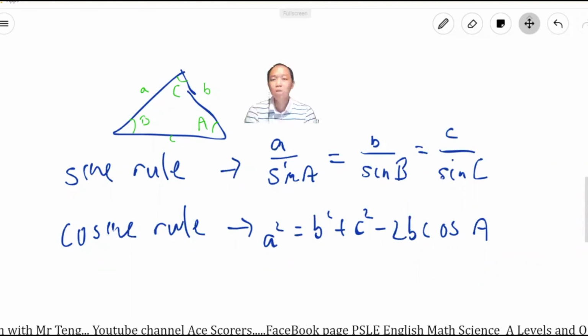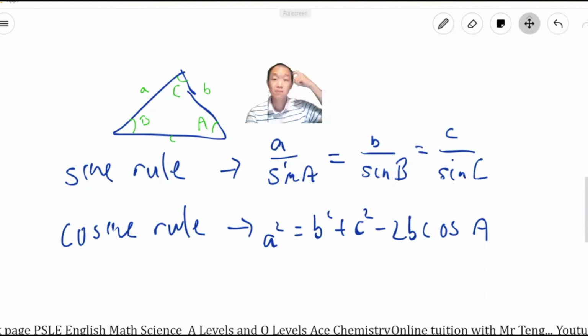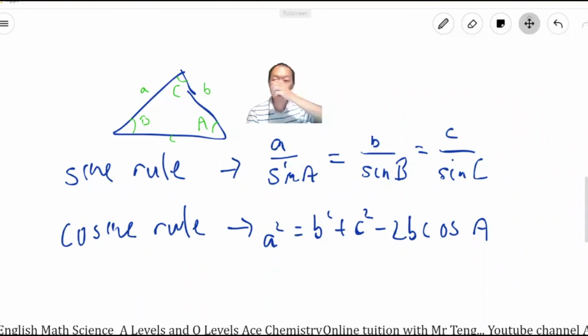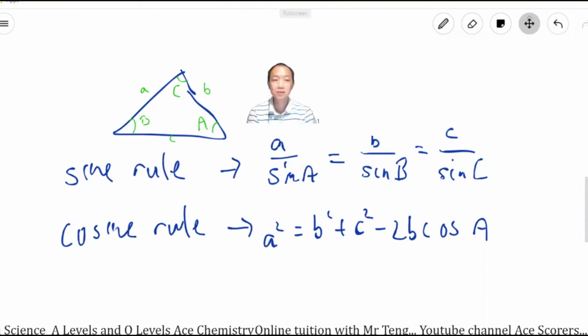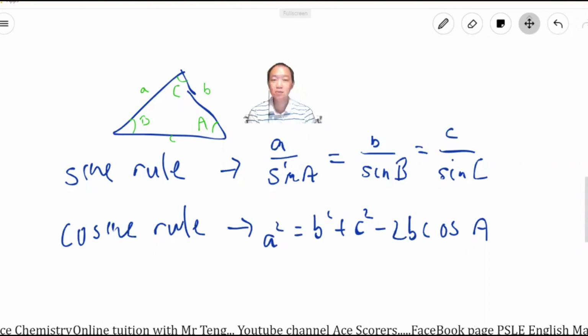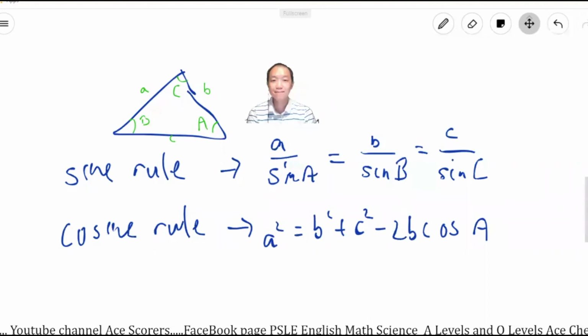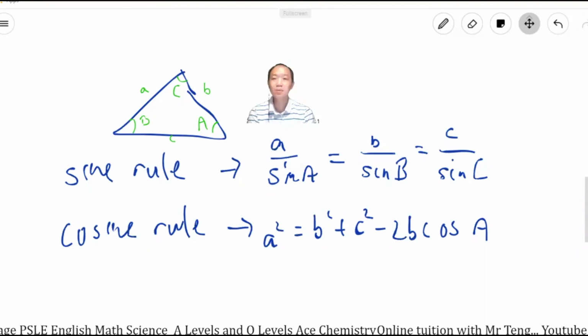For sine rule, we do A over sine of angle capital letter A, which is the angle, equals to length B over sine of angle B. So they can ask, for example, find sine B. Then once you have A over sine capital letter A, how do you find, for example, sine B? Now this question I can only do tomorrow because it will take another maybe 15 minutes.